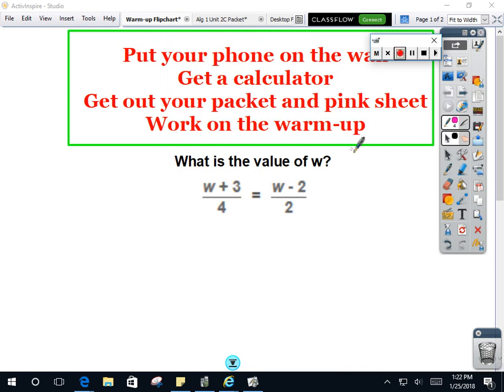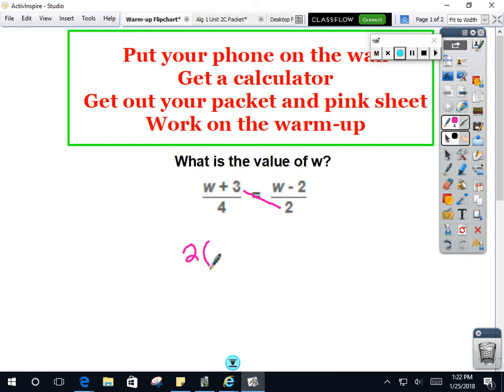What is the value of W? To solve for W, the easiest way to do that is to cross multiply. You're going to multiply this numerator by this denominator. And since there's a couple of things up here in the numerator, you have to show it like this.